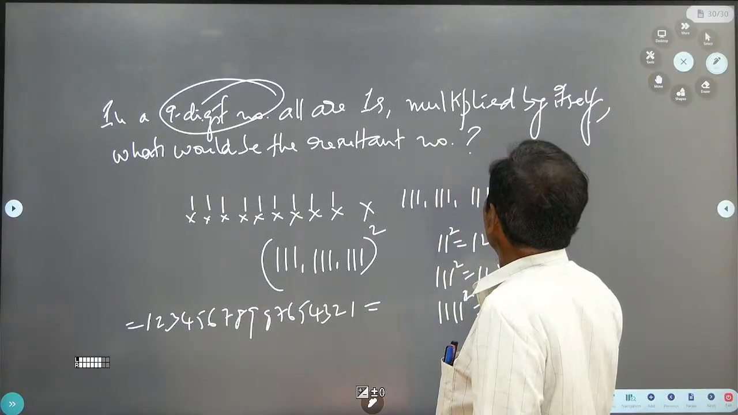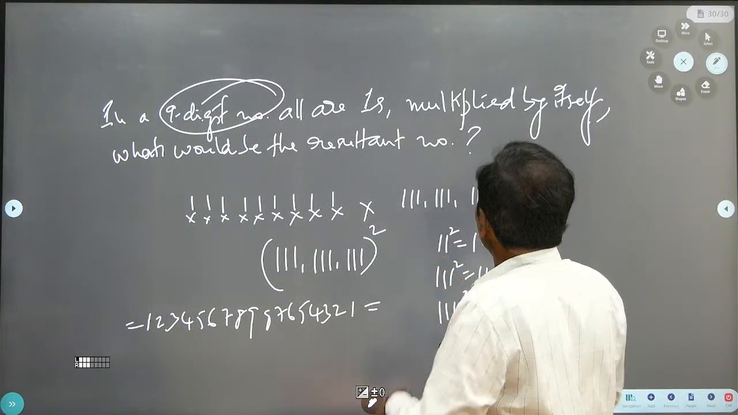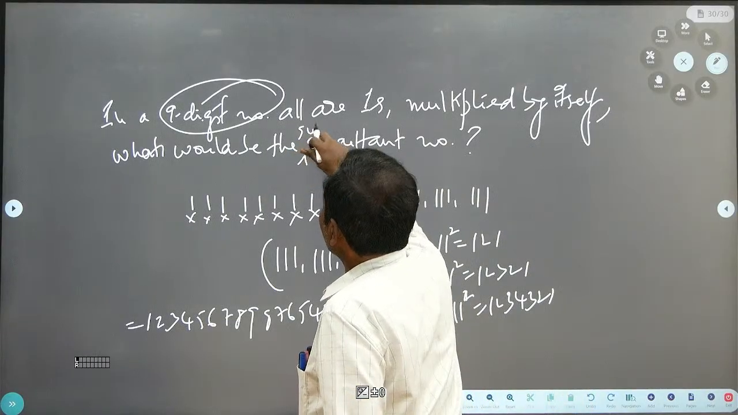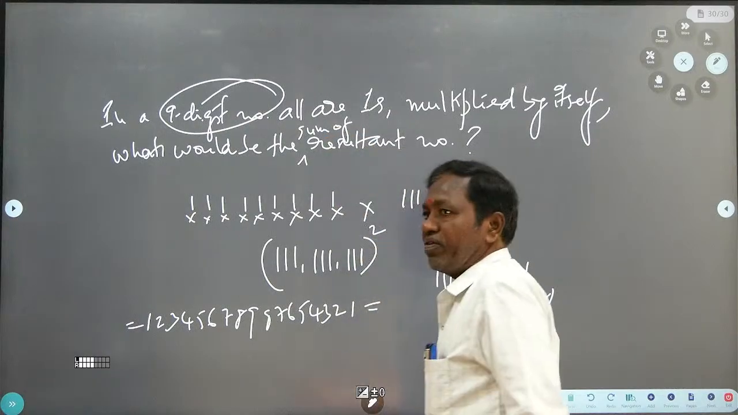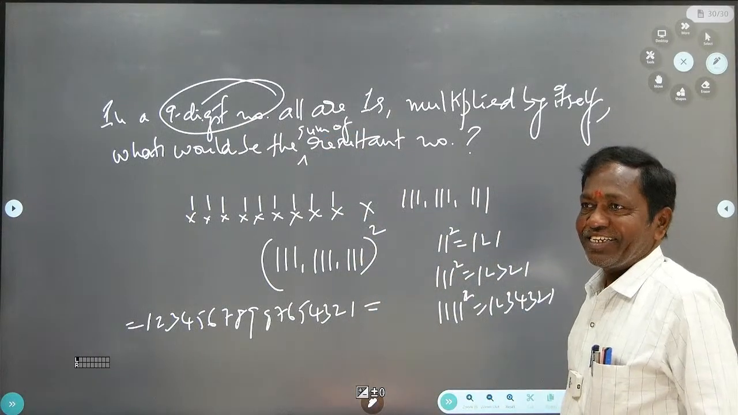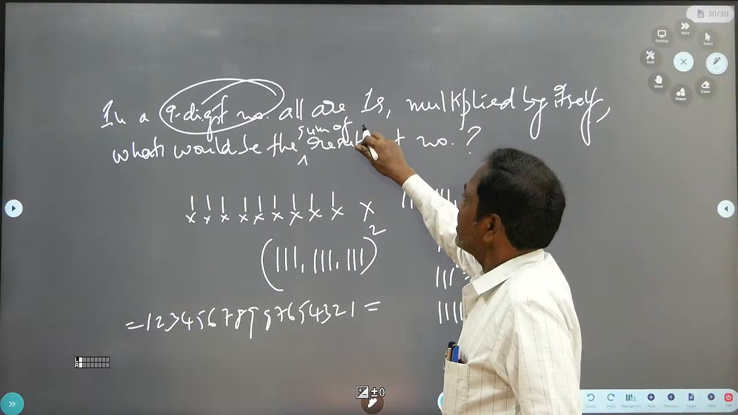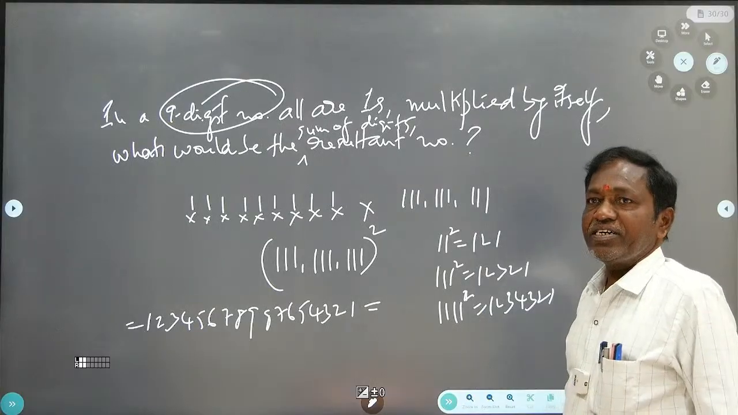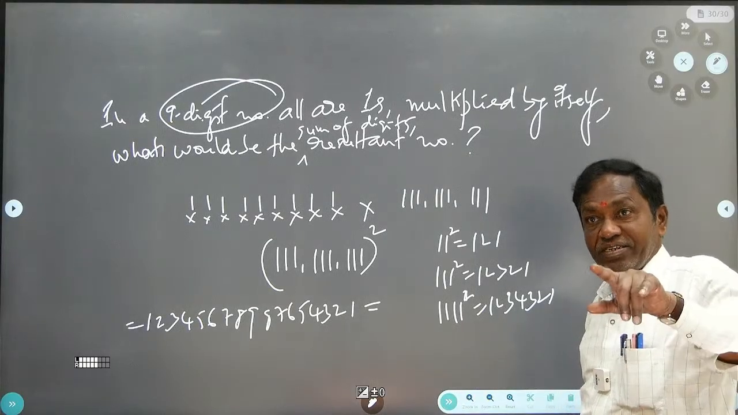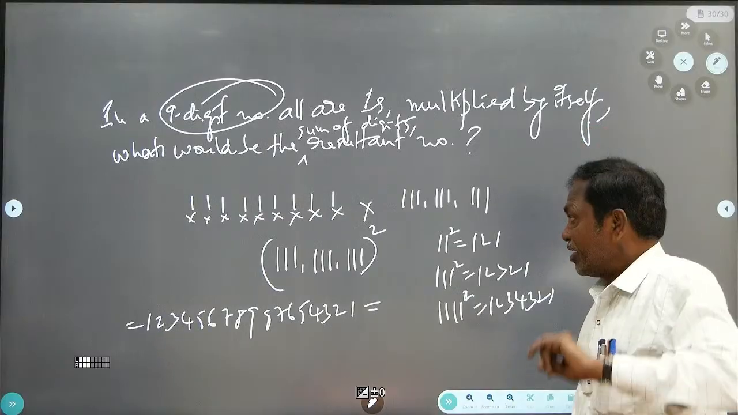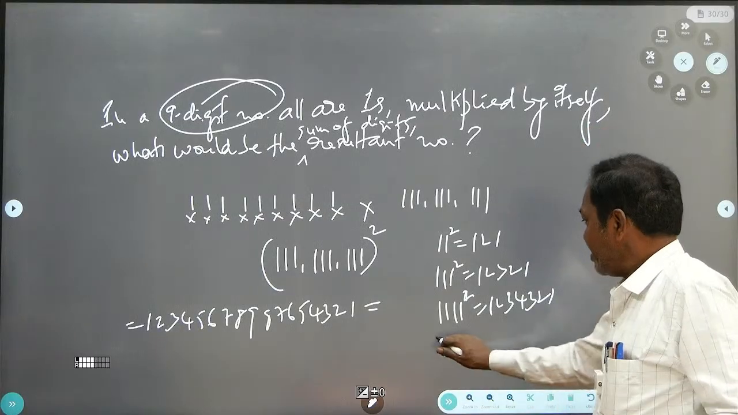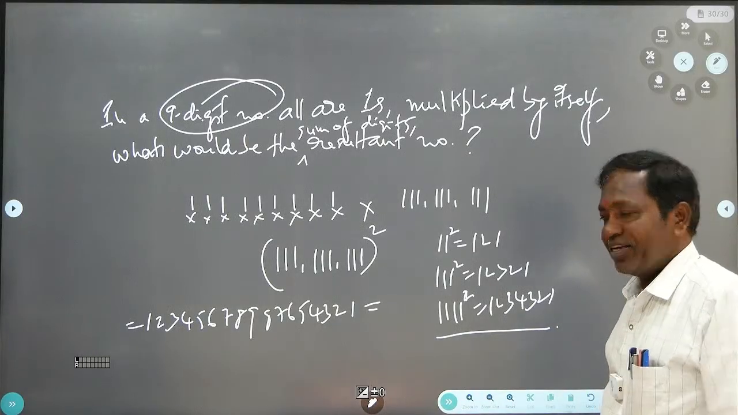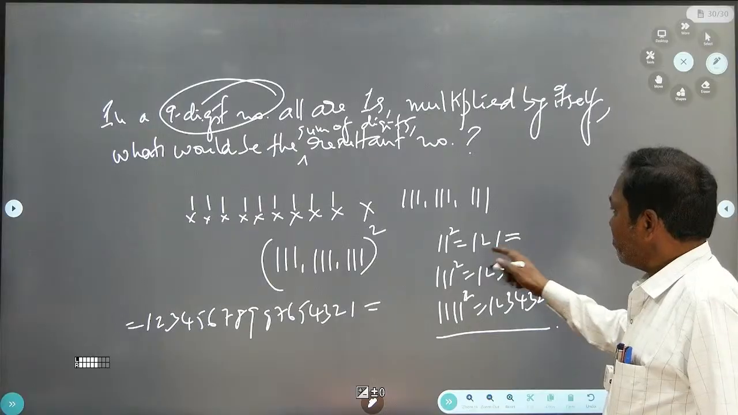See, now I remember what multiplied square. What would be the sum of the digits of the resultant number? Sum of the digits of the resultant number. It means, now we have done till here. This is very huge one. We cannot do that. But now we can say what is the sum of the digits?